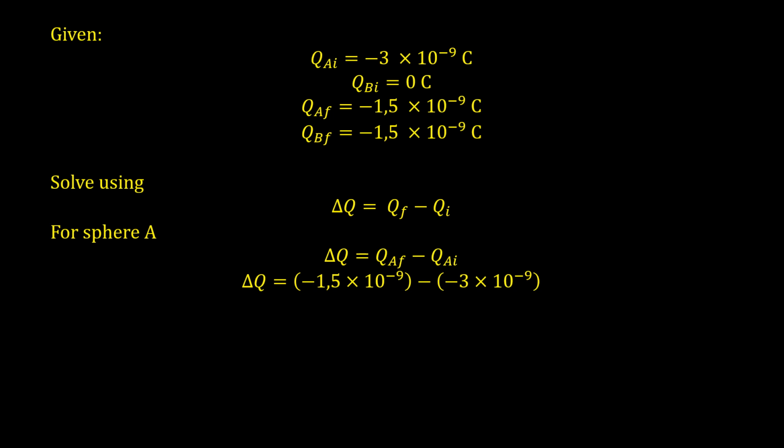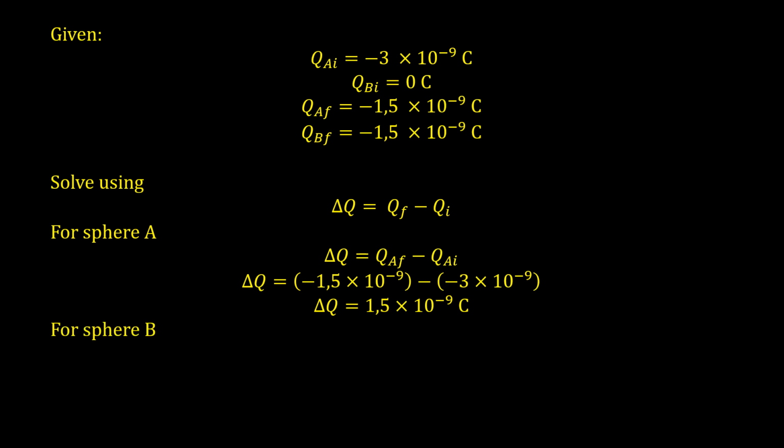So we have that delta Q, or the change in Q, equals brackets minus 1.5 multiplied by 10 raised to the power of minus 9. That was the final charge on sphere A after touching, minus, and then remember the initial charge was also negative on sphere A. So you have minus, open brackets, minus 3 multiplied by 10 raised to the power of minus 9. Put this on your calculator, you'll find that the charge transfer was 1.5 multiplied by 10 raised to the power of minus 9. That is the amount of charge that was actually transferred from sphere A to sphere B.